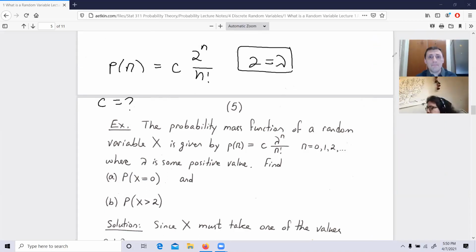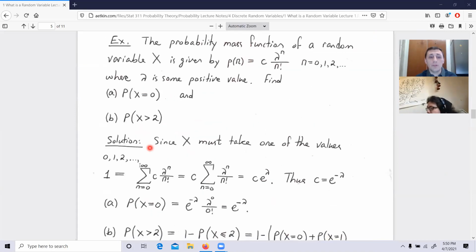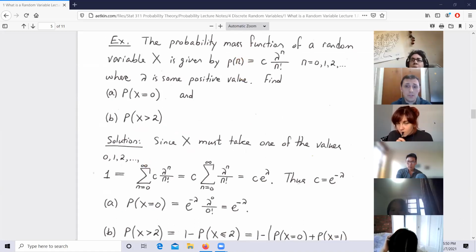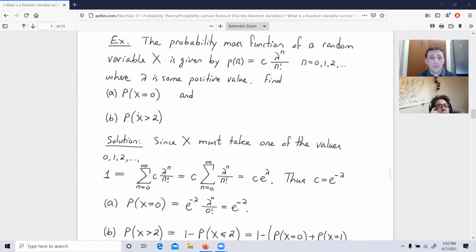So the value of c is easily obtained, guys. We know that the sum of the probabilities has to add up to 1 because we have a new sample space there. And what do we have then? We have that 1 equals the sum of c lambda to the n over n factorial. I can factor out the c. What do I get here? It's c multiplied by e to the lambda. And that makes c equal to e to the minus lambda.